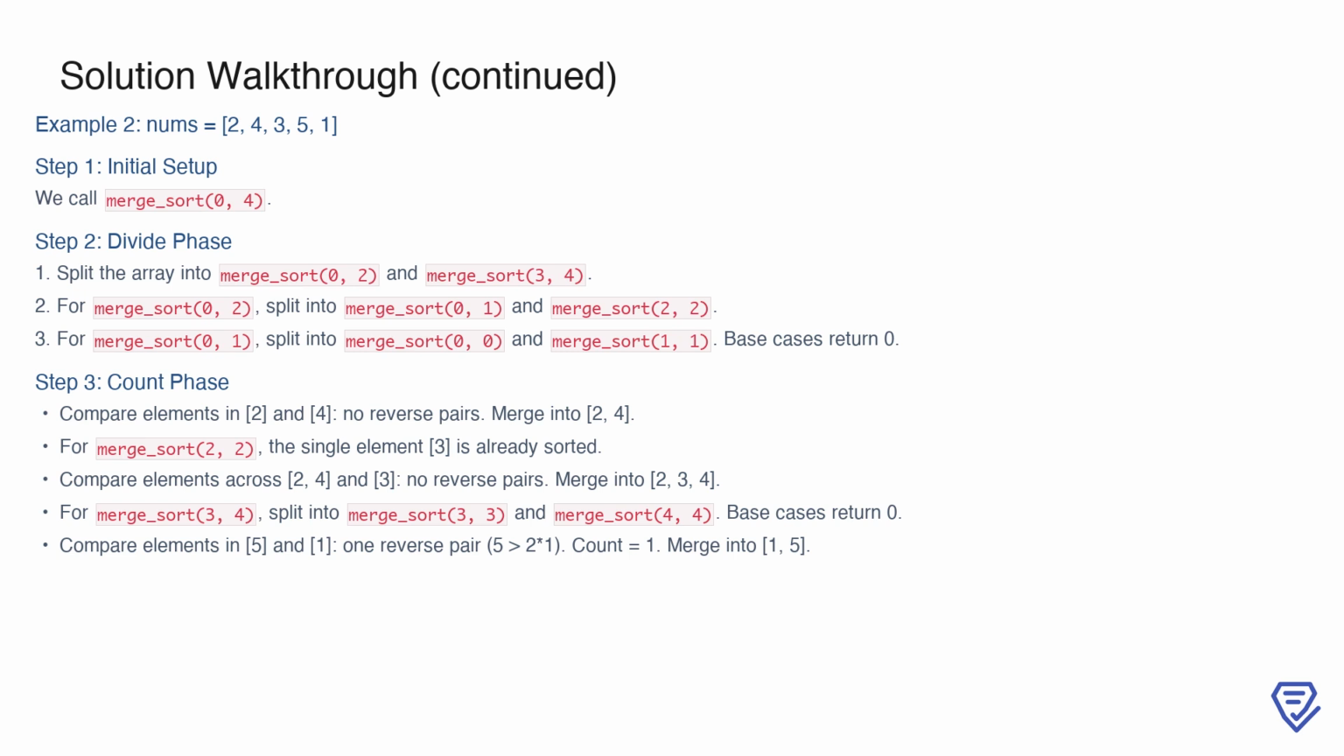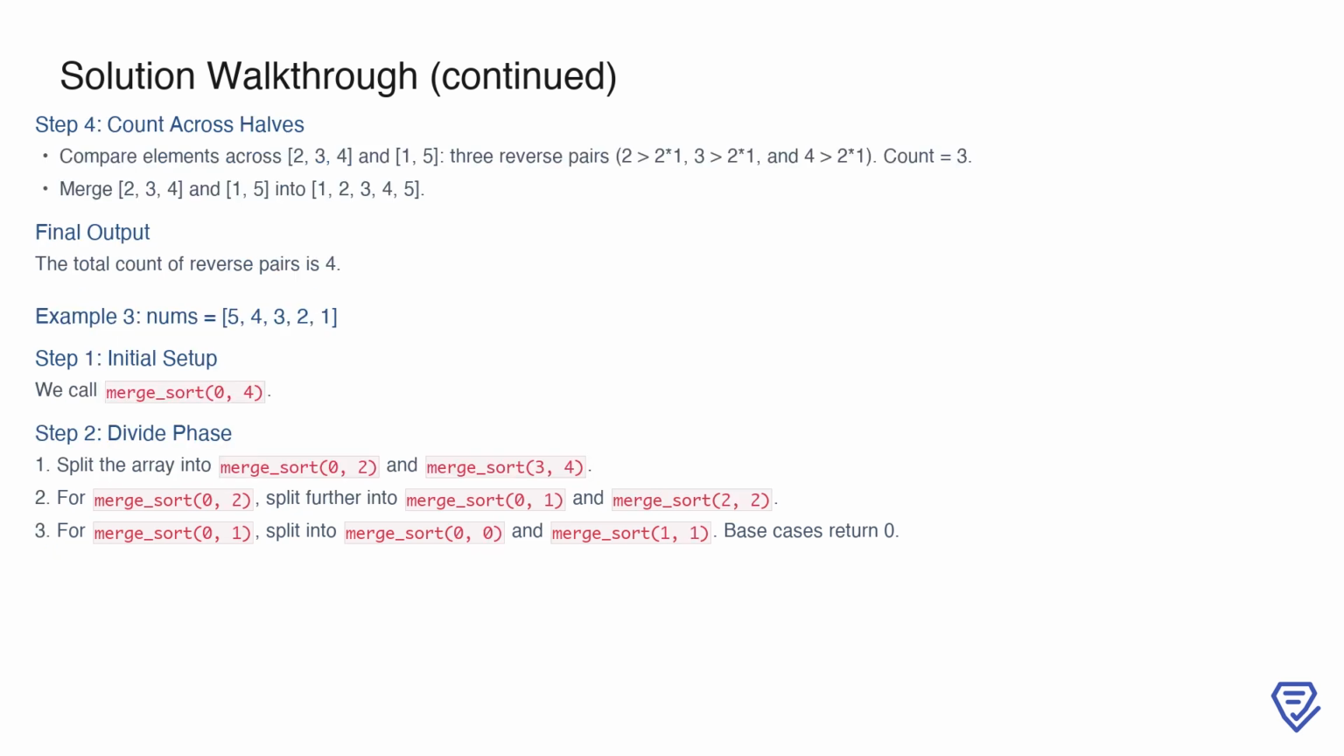We then merge these subarrays to form 2, 3, 4. For the second half, spanning indices 3 to 4, we split it into 5 and 1. Comparing these two, there is one reverse pair, 5 with 1, since 5 is greater than 2 times 1. The count increases to 1, and we merge these two elements into 1, 5.